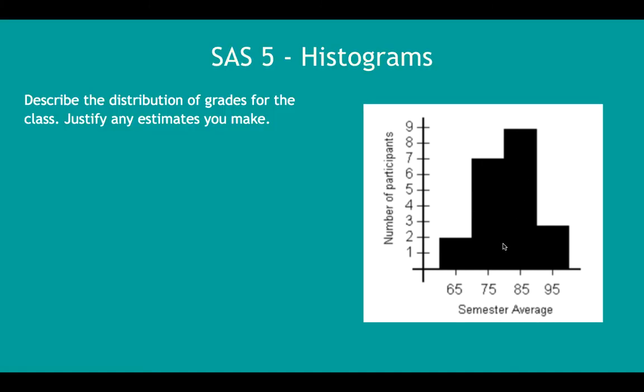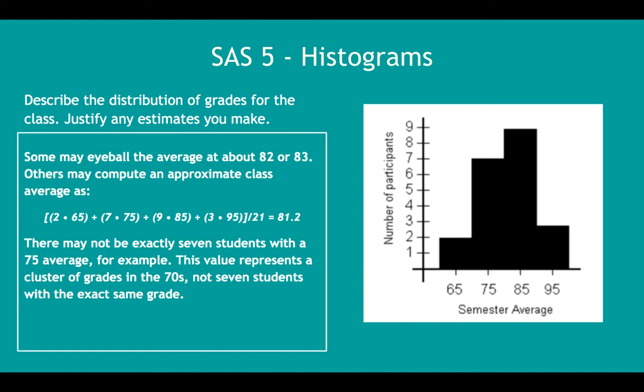Now, describe the distribution of grades for the class. Justify any estimates you make. In this case, the average is about 82 or 83. Well, how do we know? We know that there are values somewhere in between. We'll say an average is 65. We'll say this column is an average of 75, and so on. So there's 2 values times 65, 7 values times 75, 9 values times 85, and 3 values times 95.